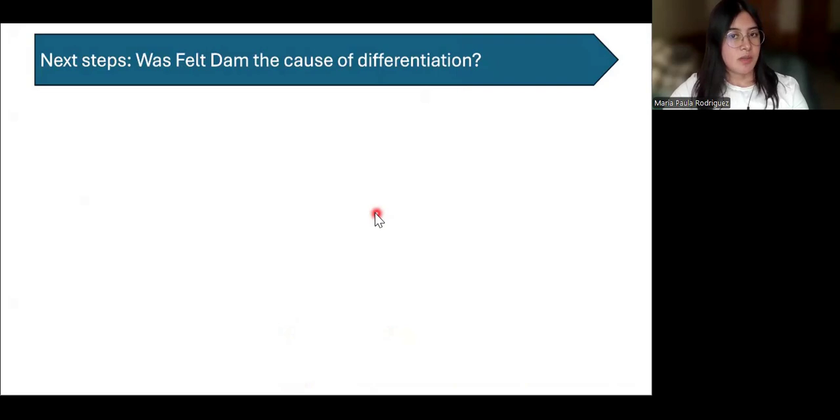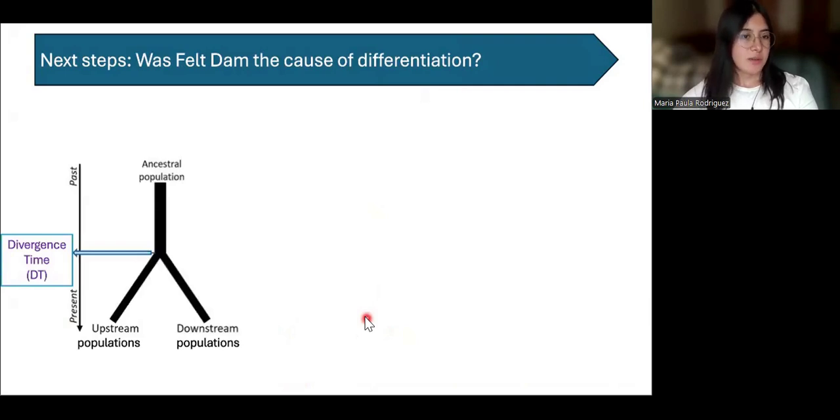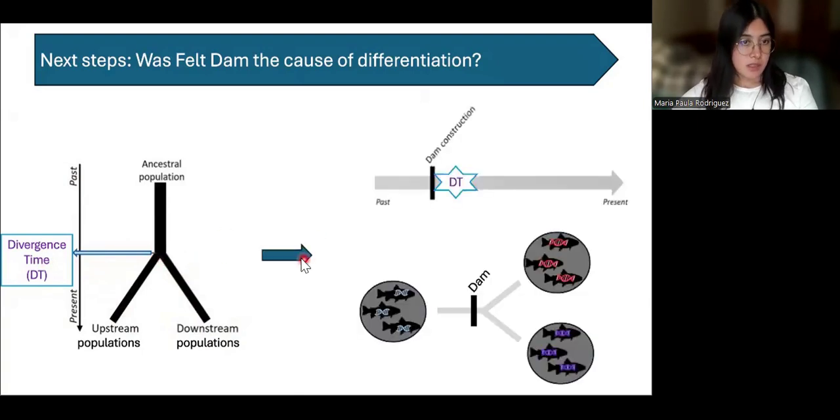An important next step in my project is to test more explicitly whether Fell Dam was the cause of the genetic differentiation between populations below and above it. An exciting thing about genetics is that it allows us to trace events that happened in the past. Therefore, I will perform some analysis to estimate when these populations diverge genetically. And knowing this, I will be able to compare if that time coincides with the construction of the dam, and thus evaluate if it was responsible for originating the different populations that we currently see upstream and downstream of Fell Dam.